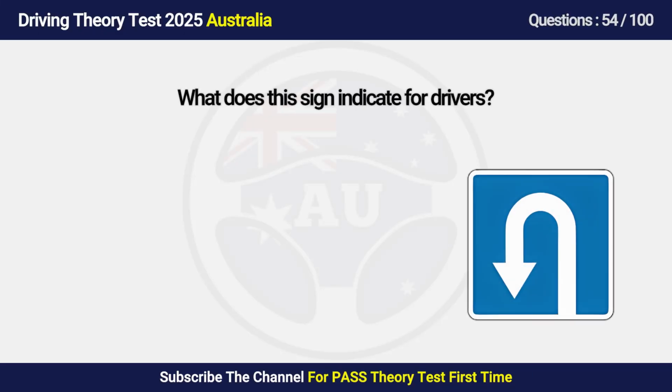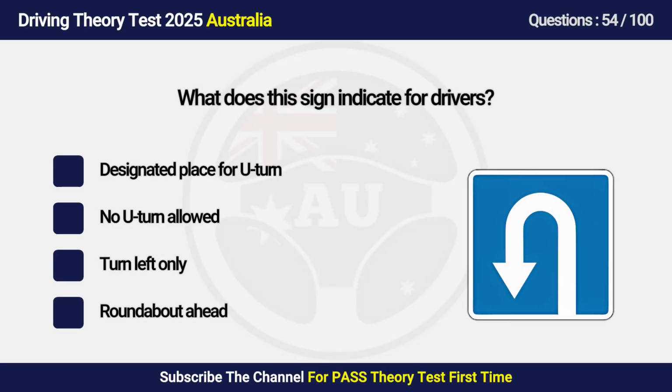Question 54. What does this sign indicate for drivers? A. Place for U-turn. B. No U-turn allowed. C. Turn left only. D. Roundabout ahead.